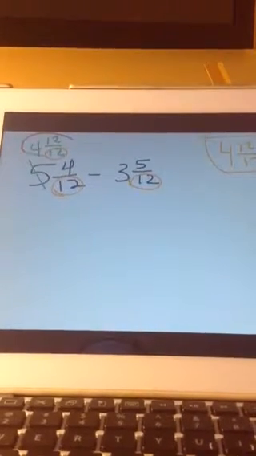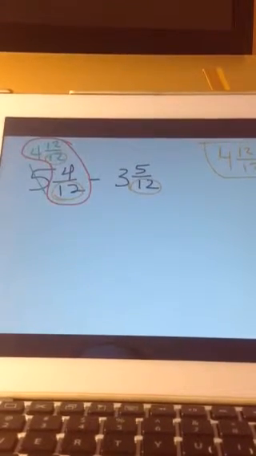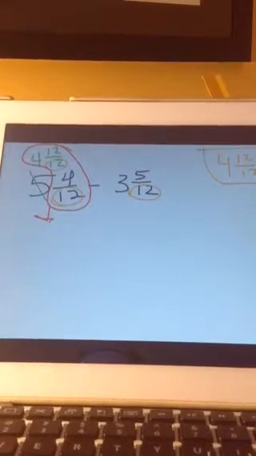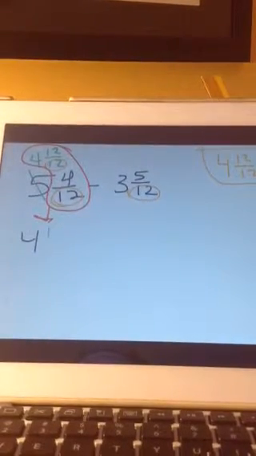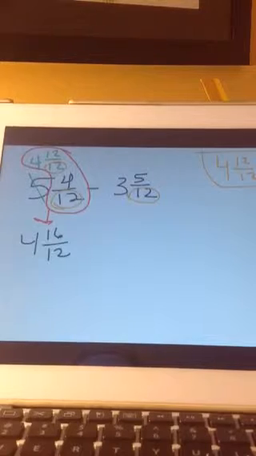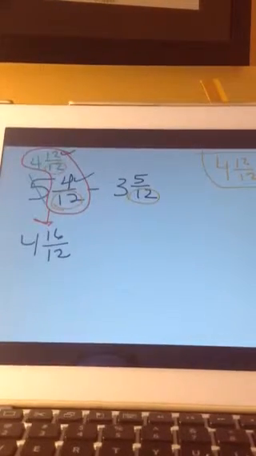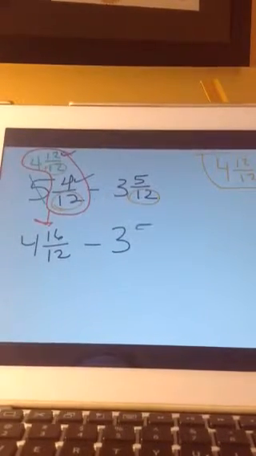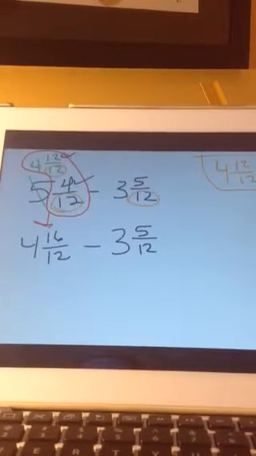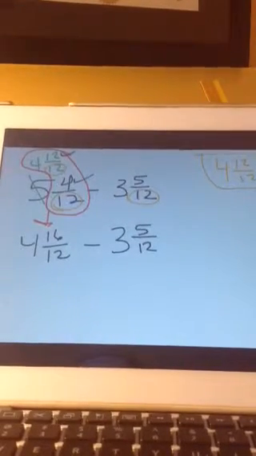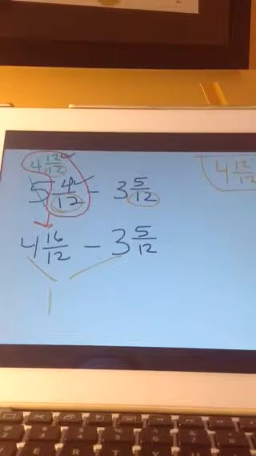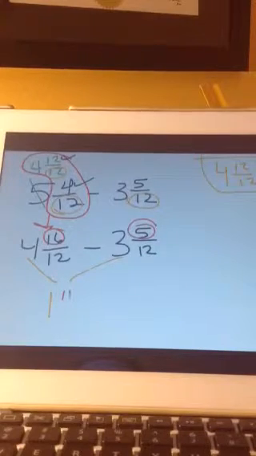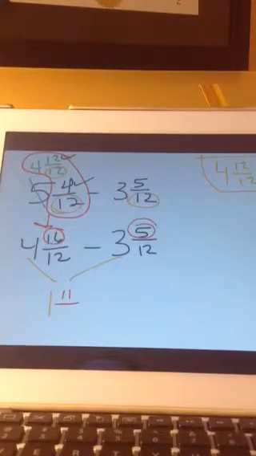And now we can go ahead and add together 4 and 12/12 plus 4/12. So let's do that down here: 4 and 16/12, because 12 plus 4 is 16, minus 3 and 5/12. So now I can subtract all of this. I'm going to go 4 minus 3 is 1, and 16 minus 5 is going to be 11. And then I'm going to have my common denominator still of 12. So my answer is 1 and 11/12.